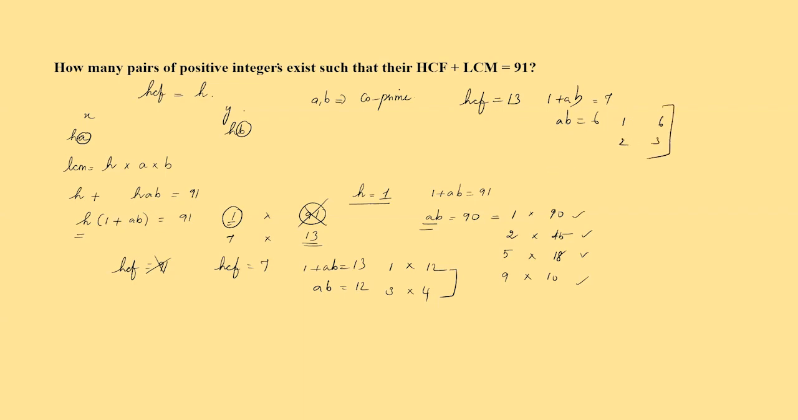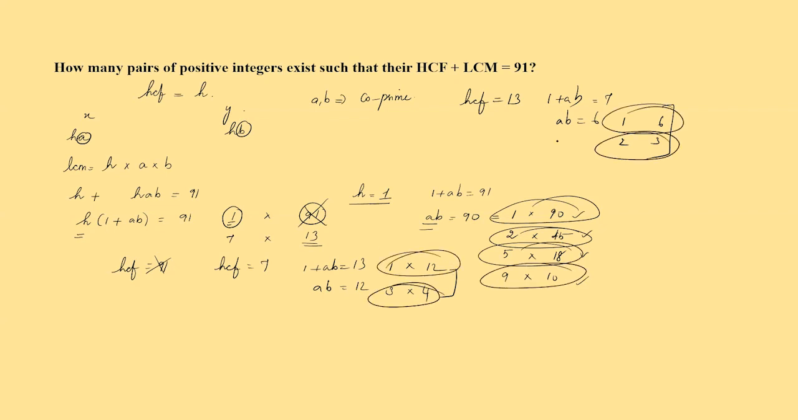Now, they've asked you how many positive integers exist, right? So the number of things: 1, 2, 3, 4, 5, 6, 7 and 8. Understood? So there were 8 ways that were possible. That's all. Now going on to the next question here.